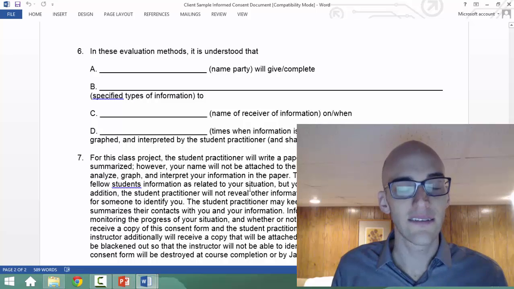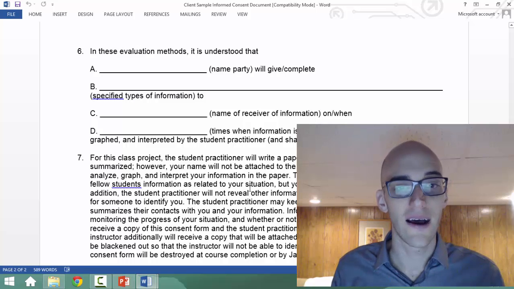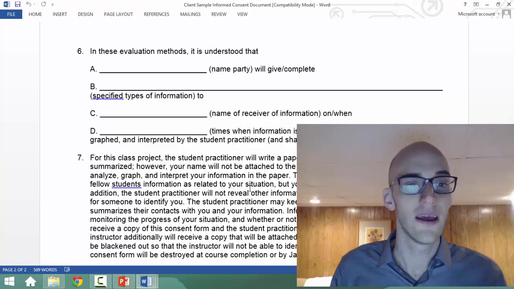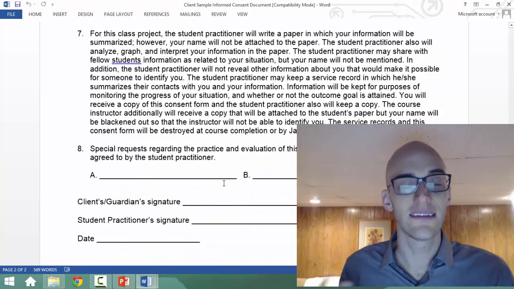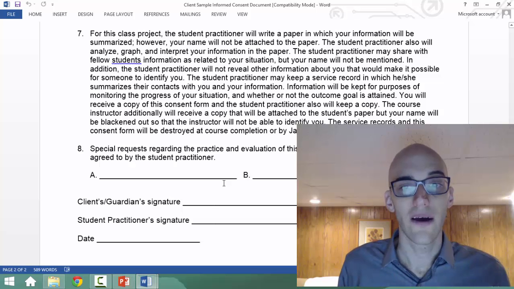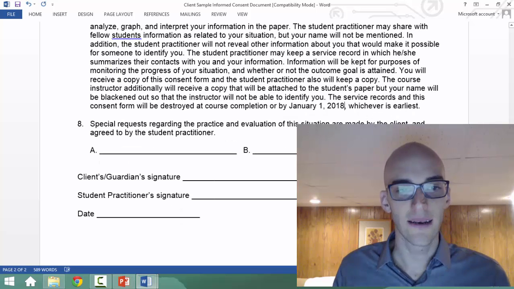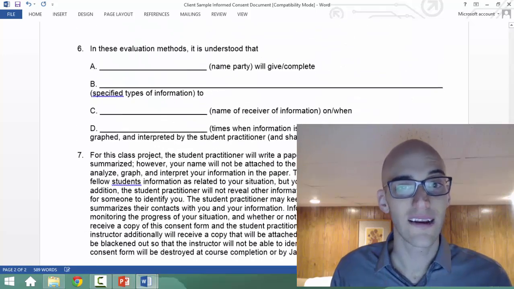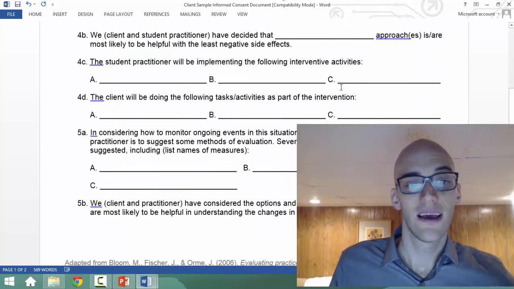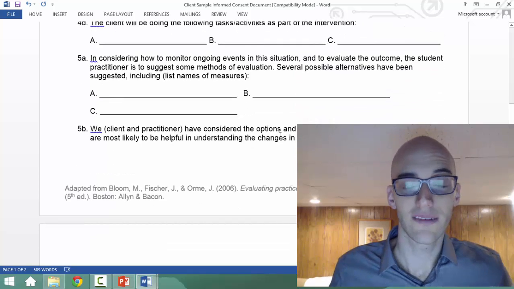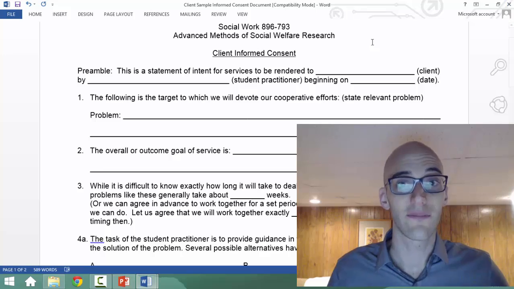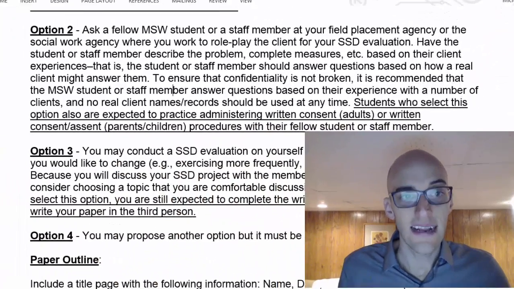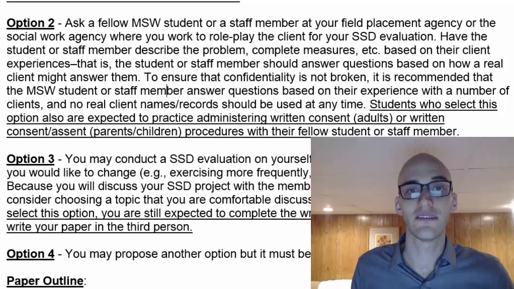And then lastly, it says these evaluation methods are understood by whatever parties are going to be involved. You can type in their names. And then just lastly is some more comments about how the paper is going to be used and signature of the participant or the guardian. Again, this is just a sample and you're going to have to customize this to your needs. It's based off of something out of your book, but please fill one of these out before you go and collect any client data.